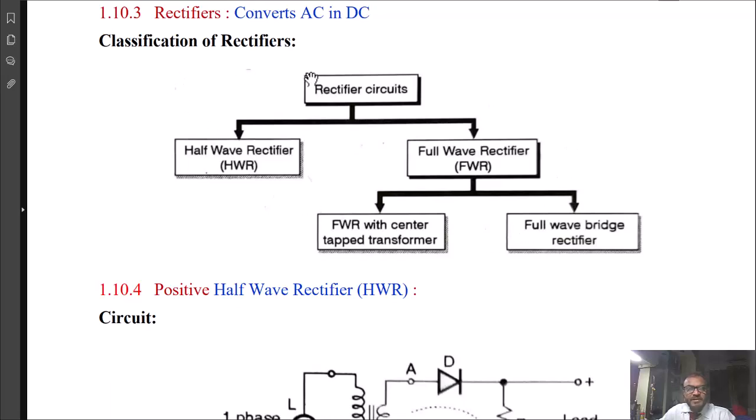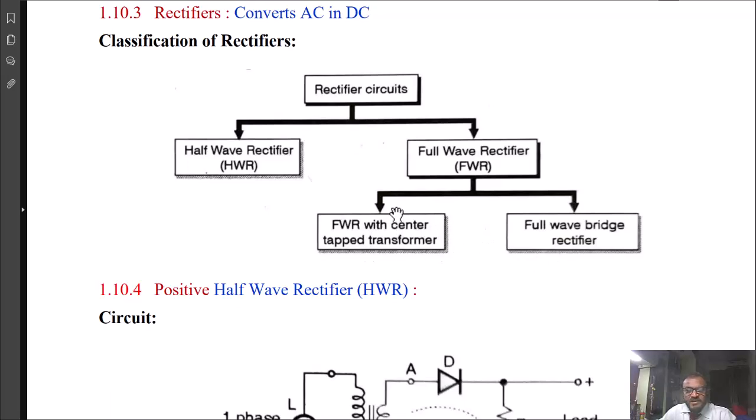They are classified under two broad categories: half wave rectifiers and full wave rectifiers, also called FWR. Full wave rectifiers are further classified into two broad groups depending on the transformer used in these circuits: the full wave center tap rectifier, or the full wave bridge rectifier.